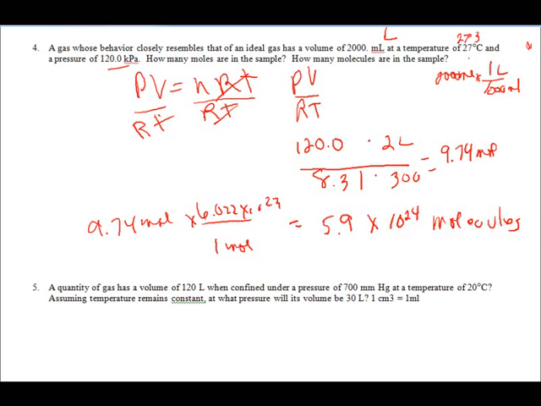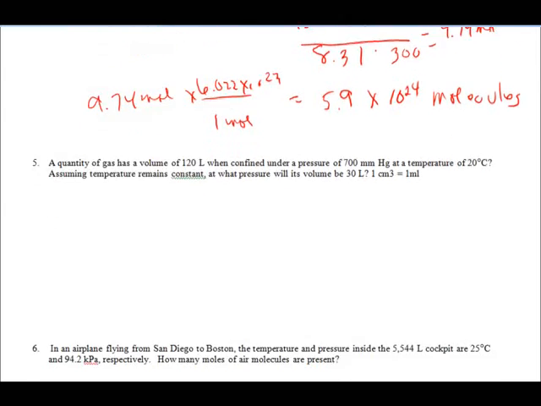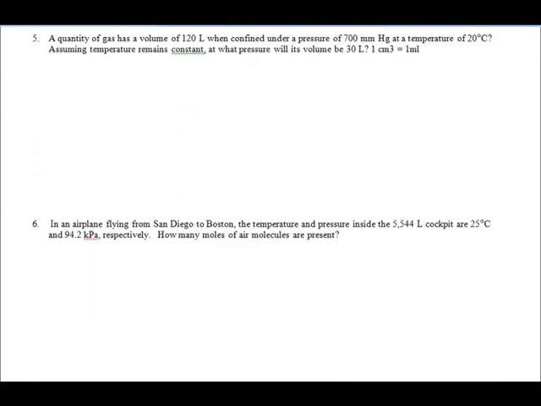Okay, let's move on to number 5. Number 5 says a quantity of gas has a volume of 120 liters when confined under a pressure of 700 millimeters of mercury at a temperature of 20 C. Assuming temp remains constant, at what pressure will its volume be 30 liters? And it gives us a centimeters cubed to milliliters conversion.